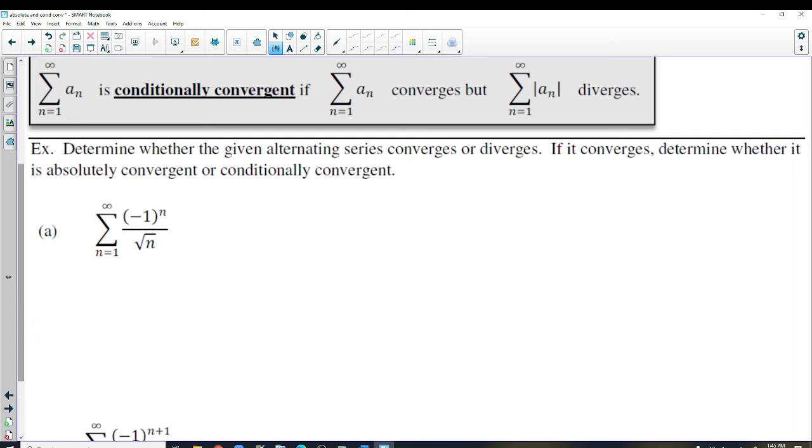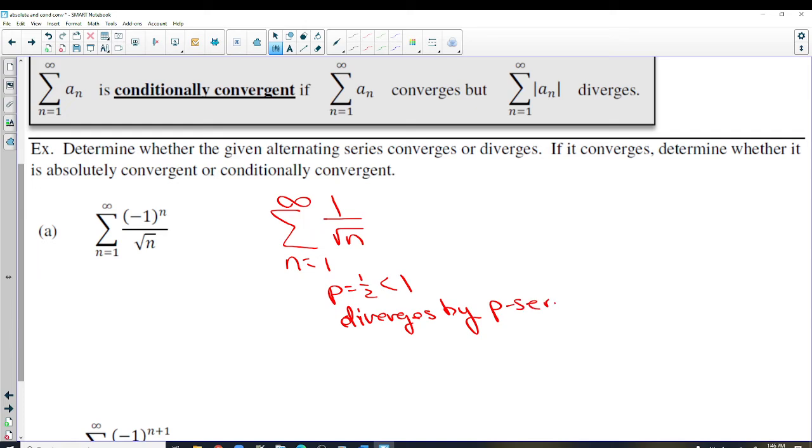So our first step is to remove the fact that it's alternating. Take the absolute value of this, which means everything becomes positive. So the sum from n equals 1 to infinity of 1 over square root of n. So there's the brand new problem, and we ignore the one that we just had. We forget that it's there. So we got this brand new problem. On this one, I'd say p is equal to 1/2. That's less than 1. This diverges by the p-series test.